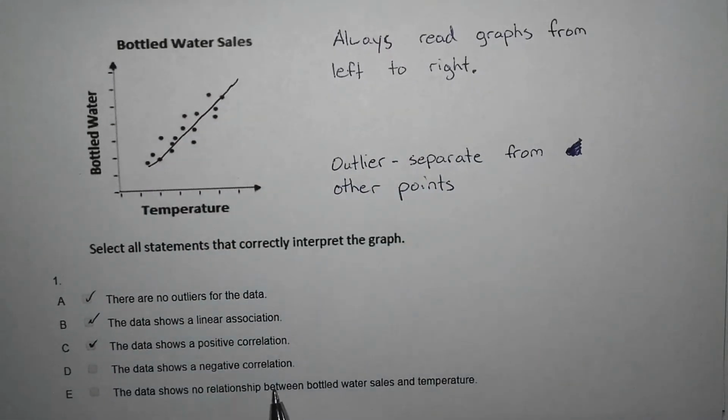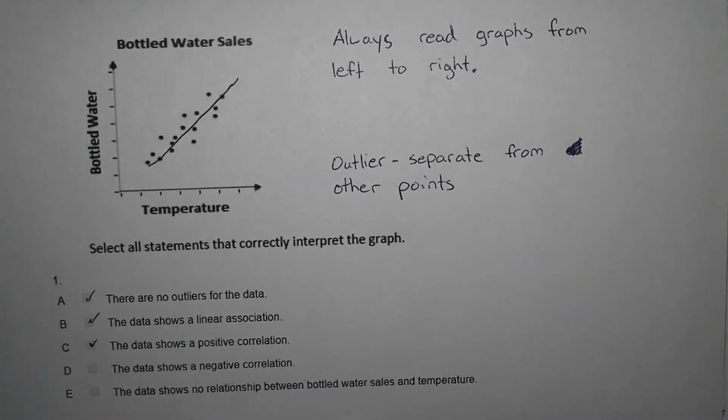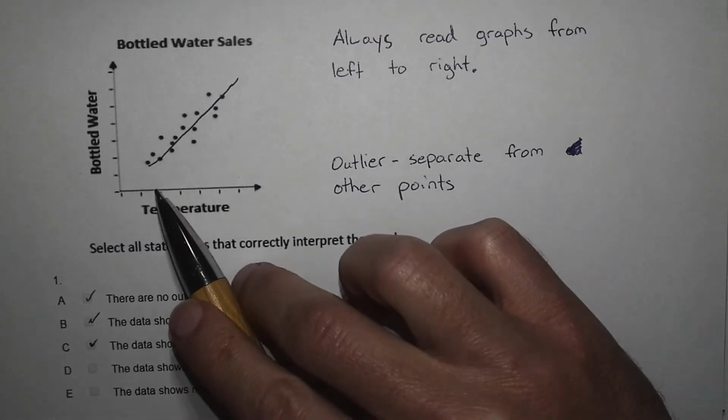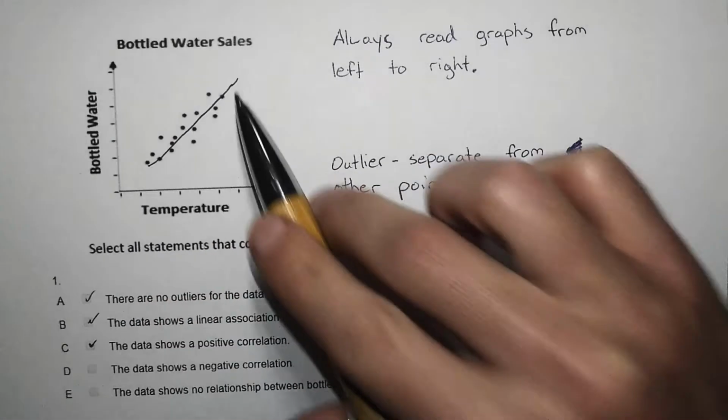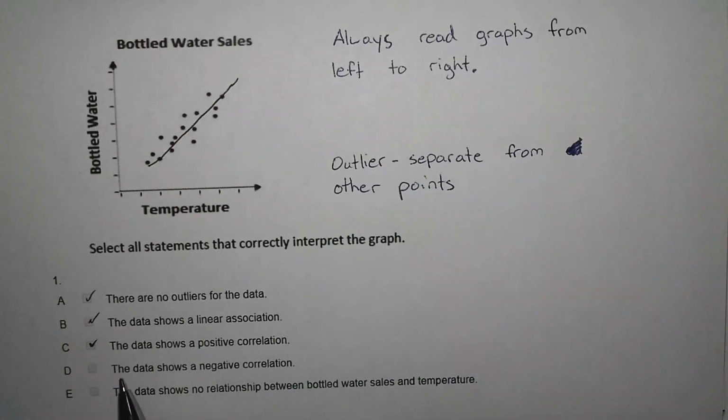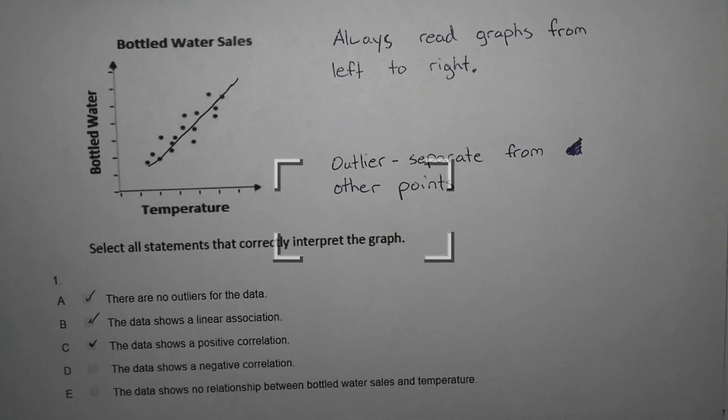If it's positive, then it can't be negative. And then our final one says that there is no relationship. Well, clearly there is a relationship. It is a positive linear relationship. So these two are both false. So there are your three answers, and that is positive linear, no outliers, and linear relationship.